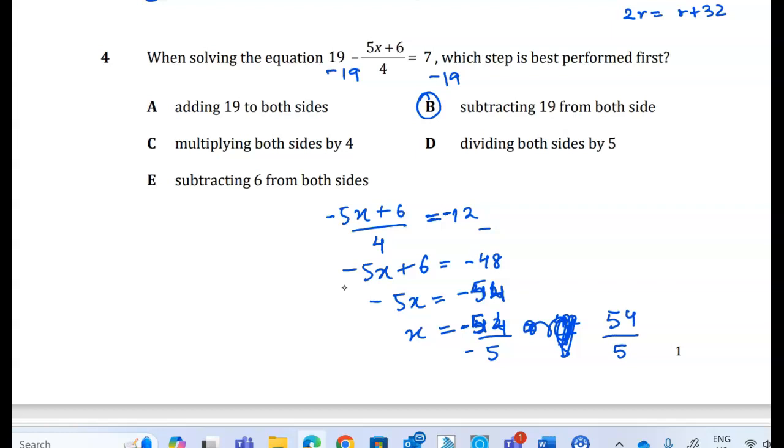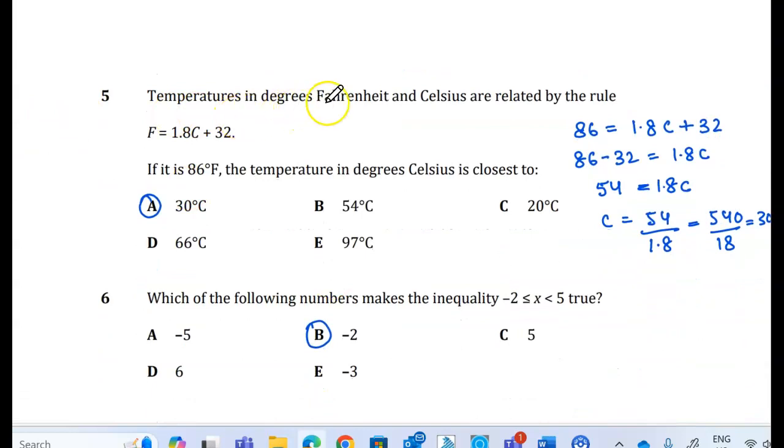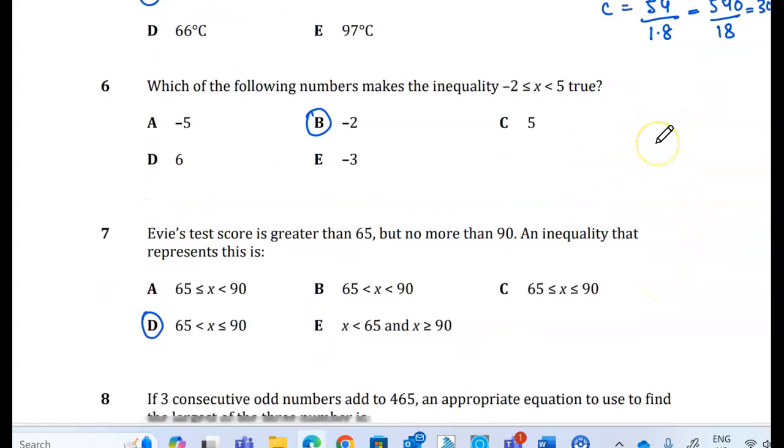Okay, we're moving on to the next question. Okay, the temperature in degrees Fahrenheit and Celsius. So just look at this. So put in the Fahrenheit temperature, it's been given, and find the degrees Celsius. Moving on to the next question.